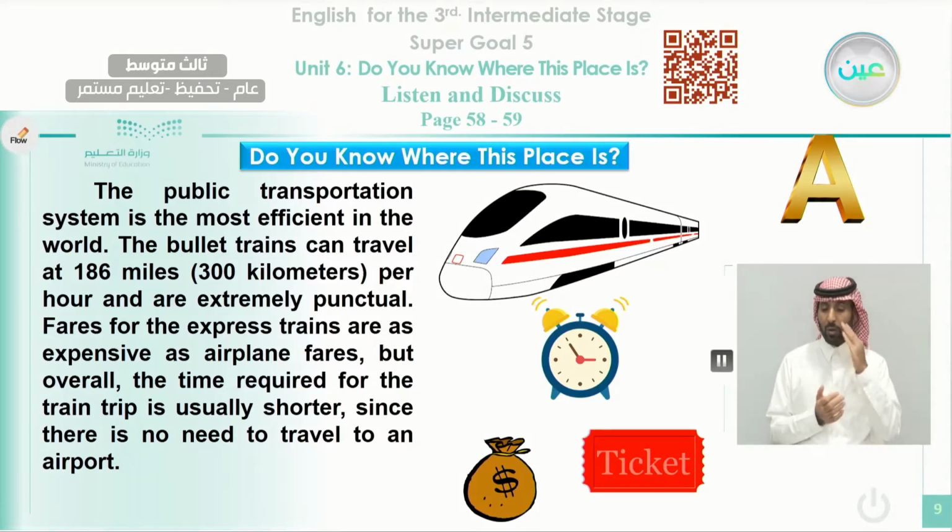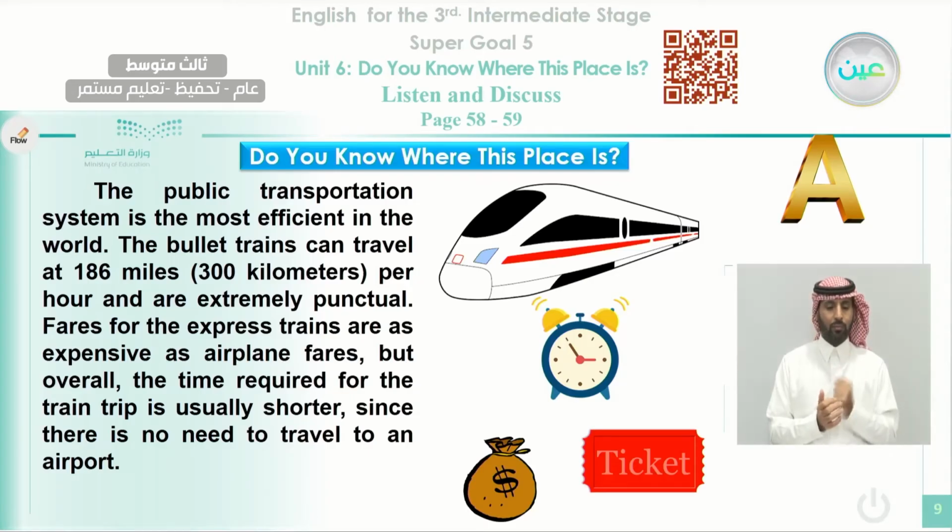The public transportation system is the most efficient in the world. The bullet trains can travel at 186 miles, 300 kilometers per hour, and are extremely punctual. Fares for the express trains are as expensive as airplane fares, but overall, the time required for the train trip is usually shorter, since there is no need to travel to an airport.